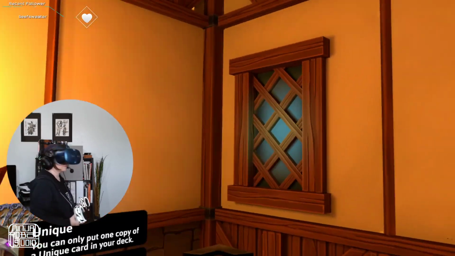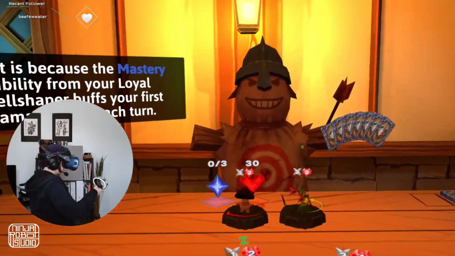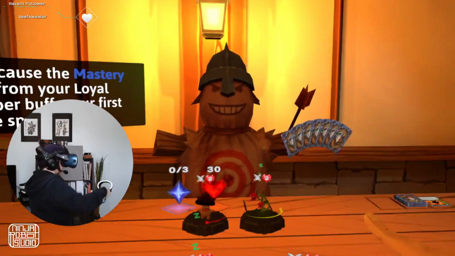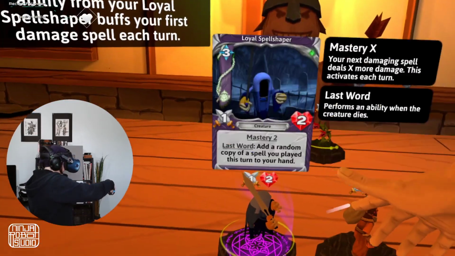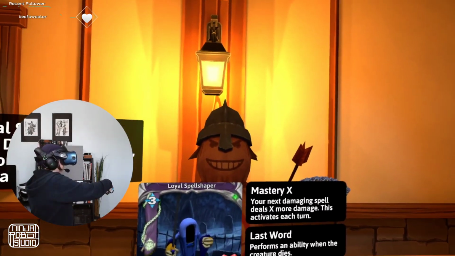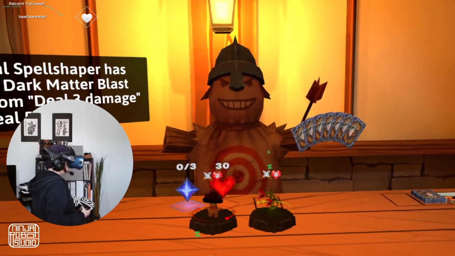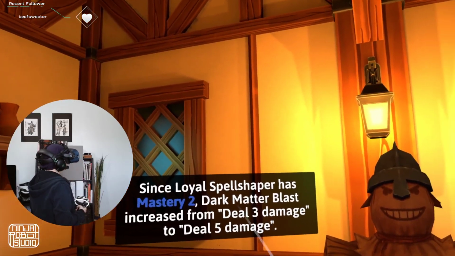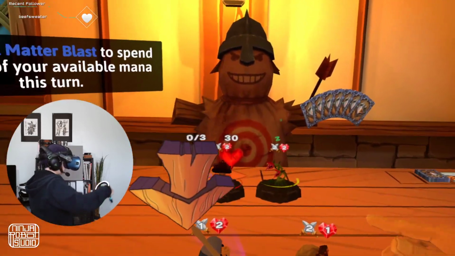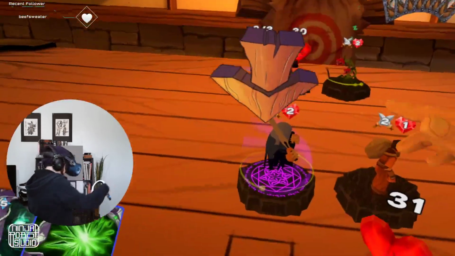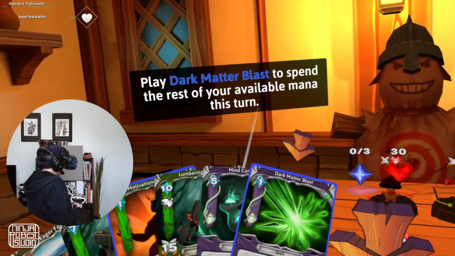If you look at Dark Matter Blast, you will notice the damage value is green. That is because the Mastery ability from your Loyal Spellshaper buffs your first damage spell each turn. Since Loyal Spellshaper has Mastery 2, Dark Matter Blast increased from deal 3 damage to deal 5 damage. Play Dark Matter Blast to spend the rest of your available mana this turn.